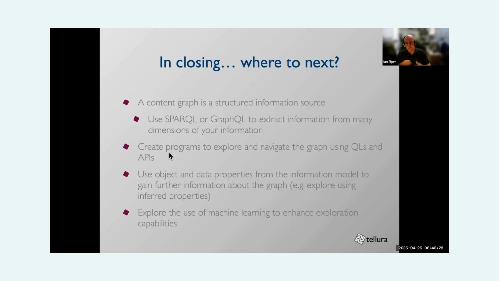And you can use the object and data properties in that graph to gain further information using something I haven't really covered at all today, which is inferencing. Everything that I've shown you in the graph so far is asserted information. But I mentioned earlier on that it's quite nice when you're building a taxonomy to be able to have concept to concept links.